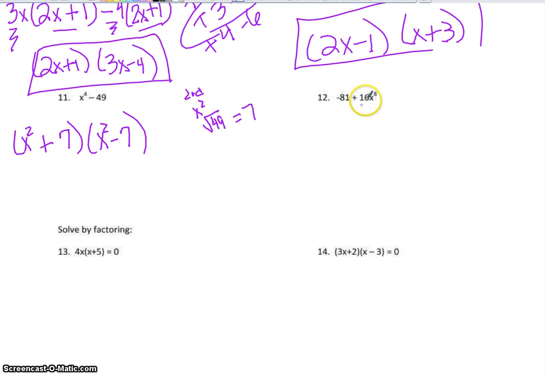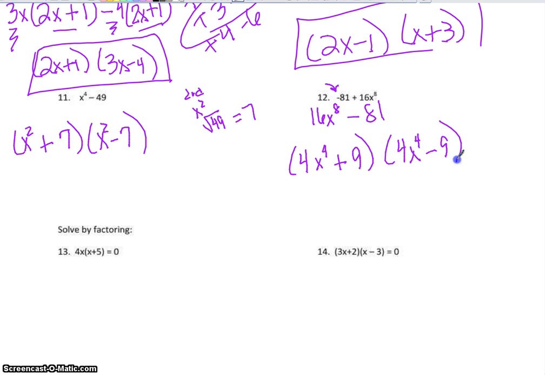Number 12, they wrote it backwards. That negative can't be at the beginning, so we rewrite 16x to the 8 minus 81. The square root of 16 is 4. The square root of x to the 8 is x to the 4th, because 8 divided by 2 is 4. Plus the square root of 81 is 9. Write it again with a minus. 4x to the 4th minus 9.